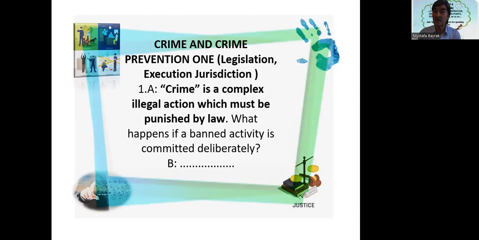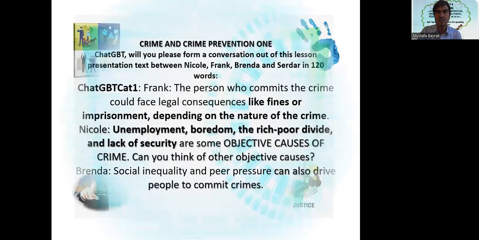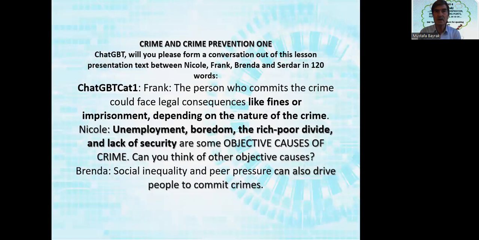Now, dialogue one. Crime is a complex illegal action which must be punished by law. What happens if a banned activity is committed deliberately? As we say here, an activity is not performed but committed. Committed deliberately, of course, it is punished by law, because it is against the law. Now, crime and crime prevention, part one. The last part will be the summary at the end of the video.